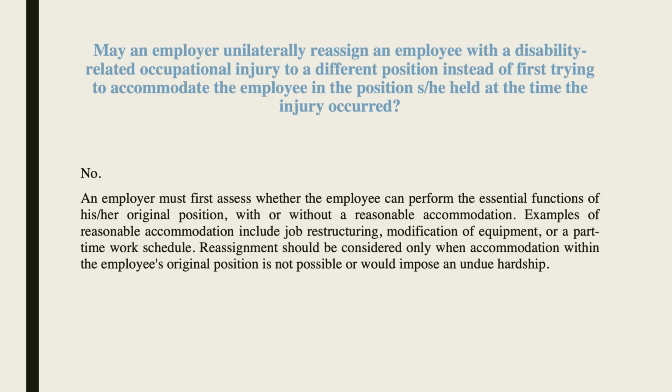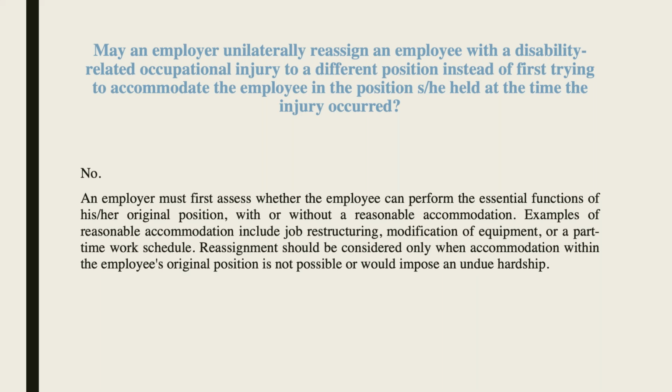So next question, may an employer unilaterally reassign an employee with a disability-related occupational injury to a different position instead of first trying to accommodate the employee in the first position that they held at the time of the injury? So this is, the employer says, well, this person was out and we had to hire John to fill the position because Dave was out, and so we're just going to reassign him. That's all right, right?